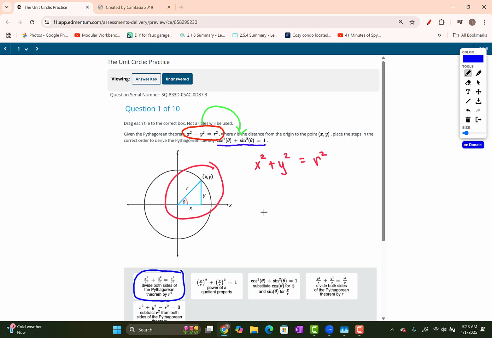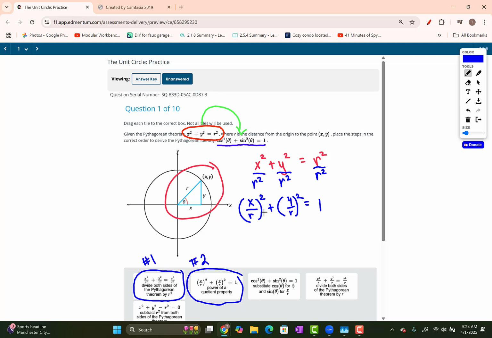r squared. Remember, you can do anything to an equation as long as you do the same thing to all of the terms. So r squared divided by r squared is 1. We've got x squared divided by r squared. And we can rewrite that, so it's a little cleaner, as x divided by r, all of that squared, plus y divided by r, and all of that squared. And you'll notice that, so this was step 1, that right there is a step in itself. So we can kind of combine steps 1 and 2, but step 1 definitely occurred first.